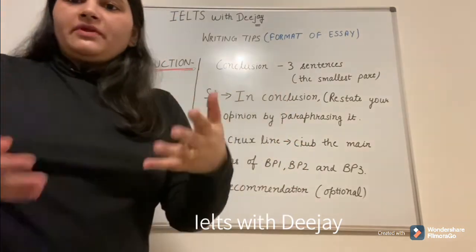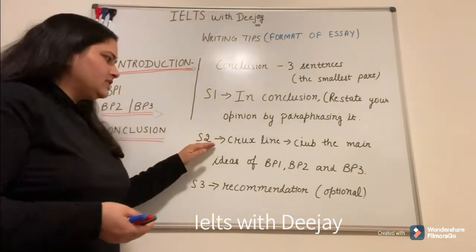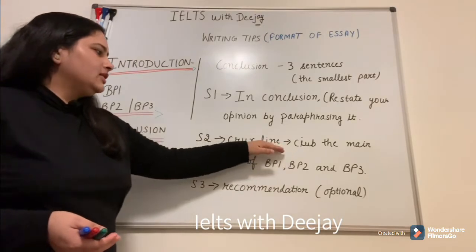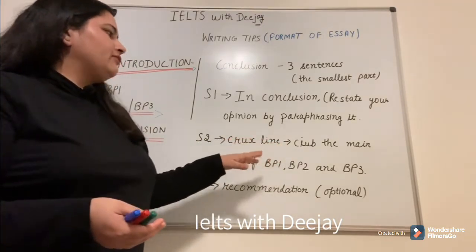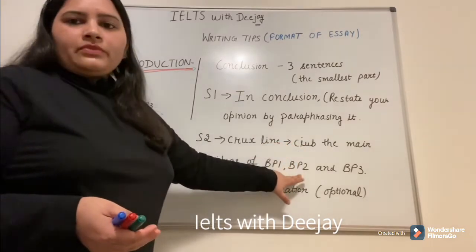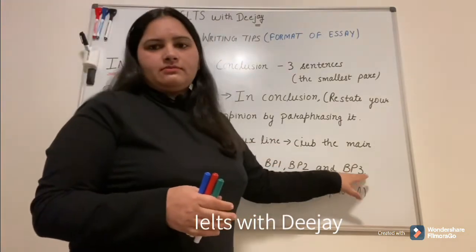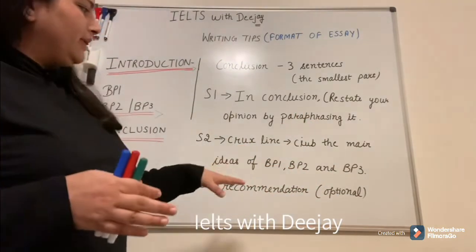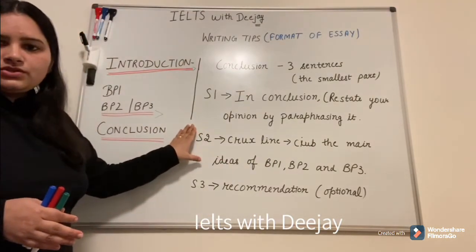It looks impressive. Okay. After that we have S2, sentence 2. There we should write a crux line. The crux sentence should be there. That means we have to club the main ideas of BP1 and BP2. If there is BP3, then we have to club the main ideas of all 3 body paragraphs. The main ideas should be clubbed into S2, sentence 2.